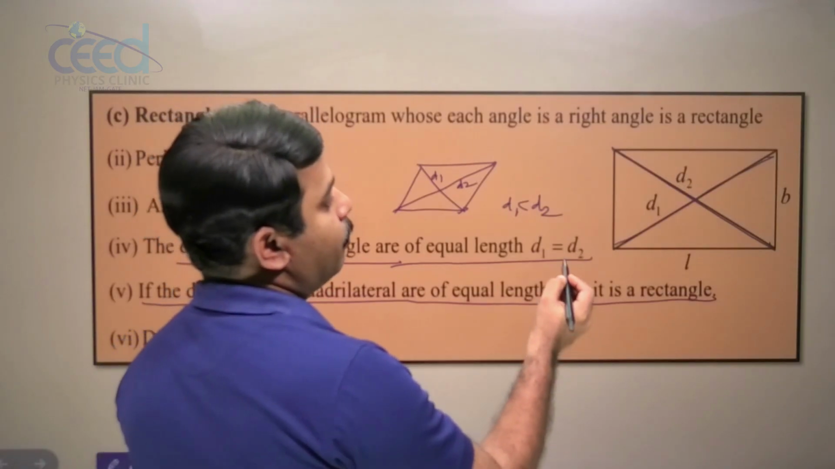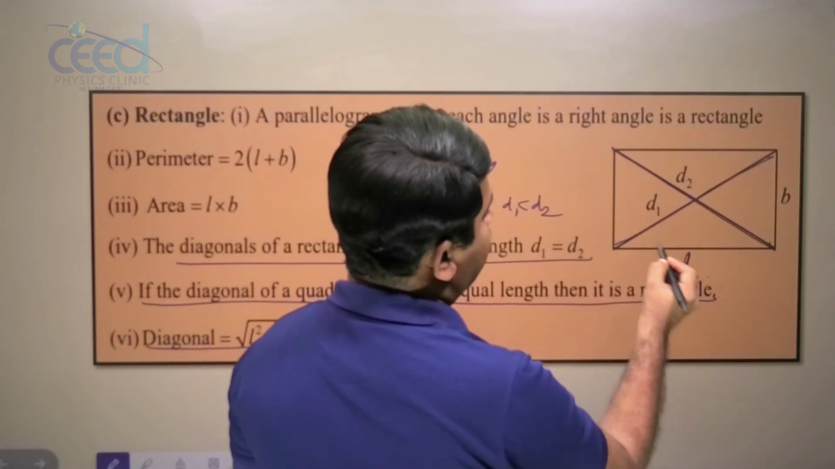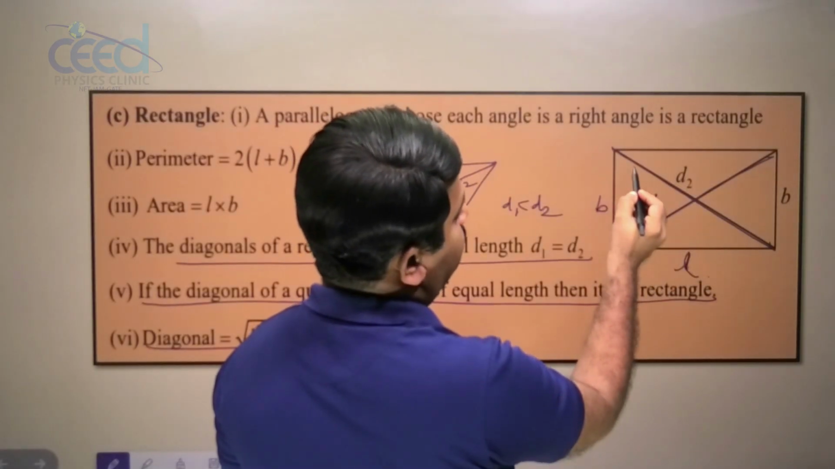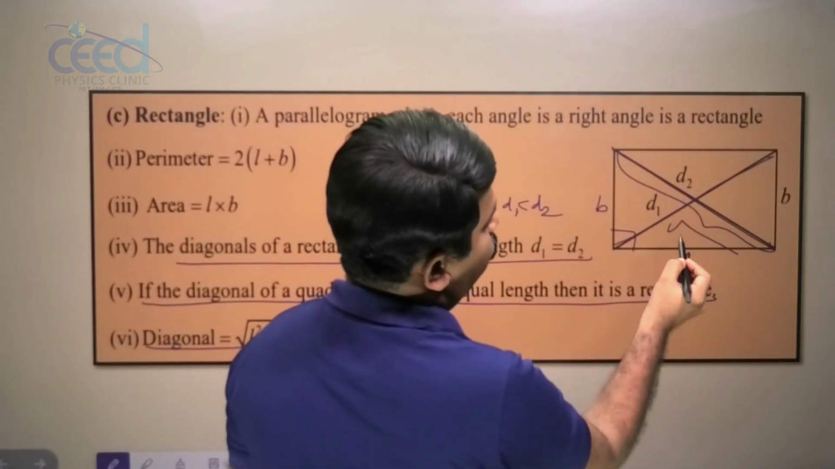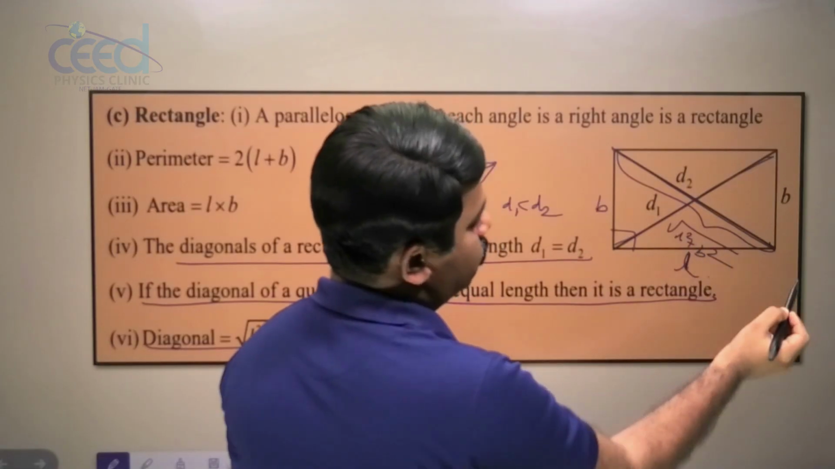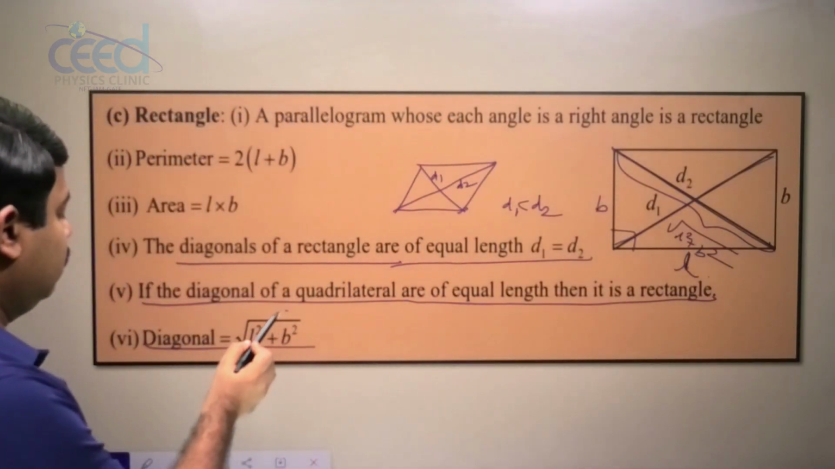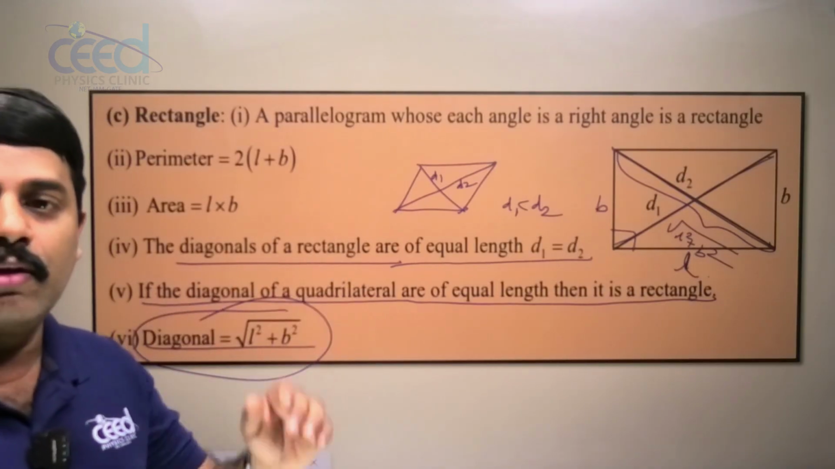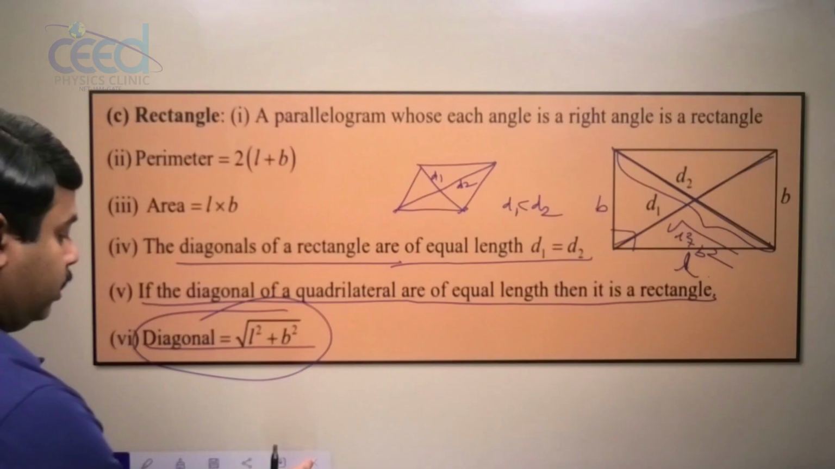See, using Pythagoras theorem, if this is L, this is B, and this is a right angled triangle, what is the diagonal length? Square root of L square plus B square, right? So, that is the diagonal length of a rectangle, alright?